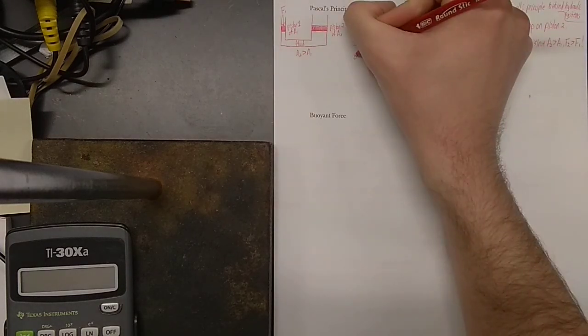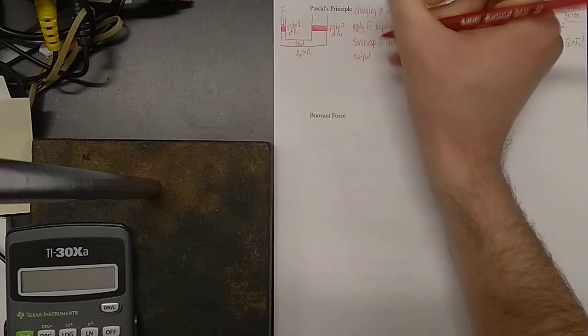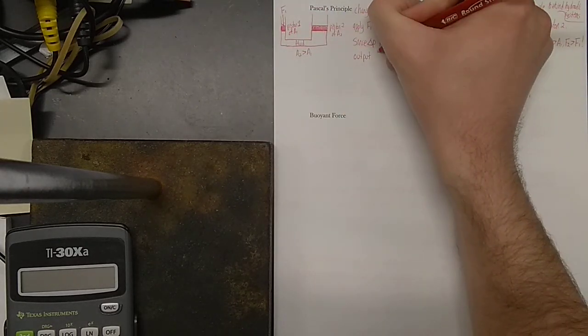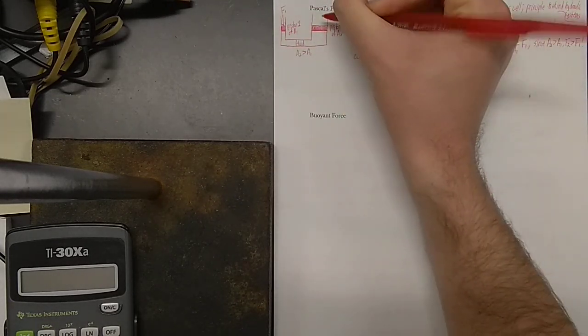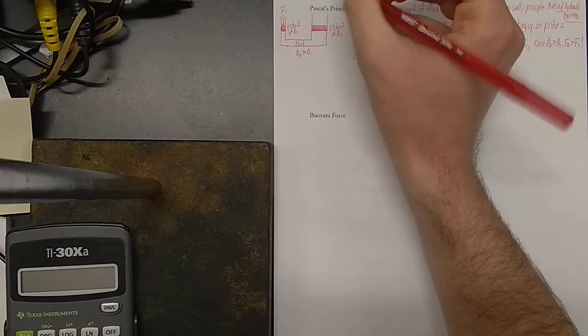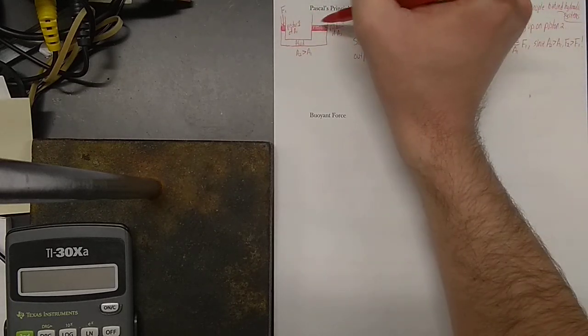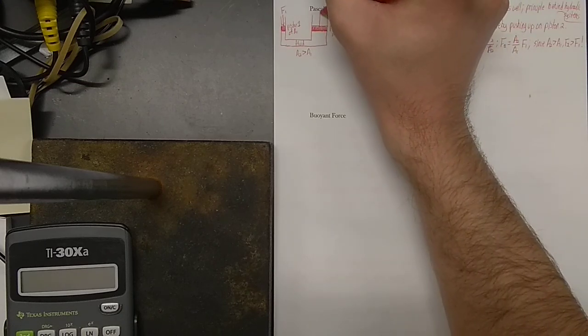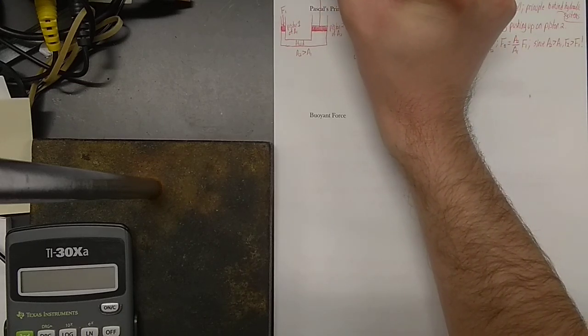In other words, the output force, remember, the input force was us pushing down on piston 1 with F1. The output force, the force on piston 2, is bigger.